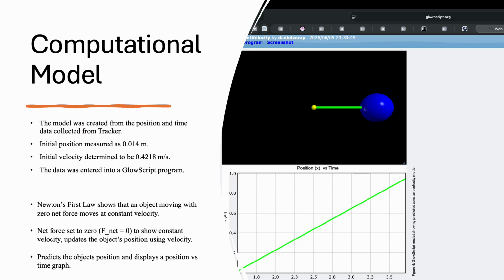law of motion, which states that an object will continue moving at constant velocity when the net force acting on it is 0. For this model, the net force was set equal to 0. As a result, the velocity remained constant throughout the simulation. The program repeatedly updated the position of the object using this velocity and generated a predicted position versus time graph. This allowed the model to predict how the toy car should move if it experienced constant velocity motion.